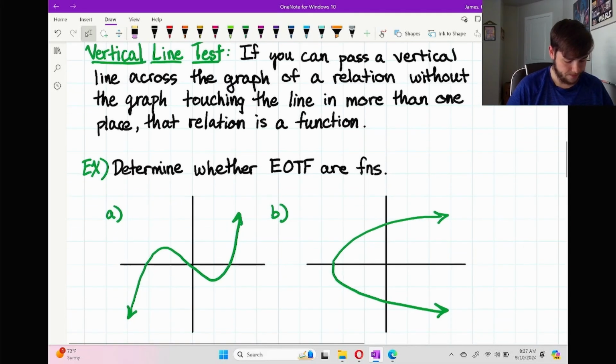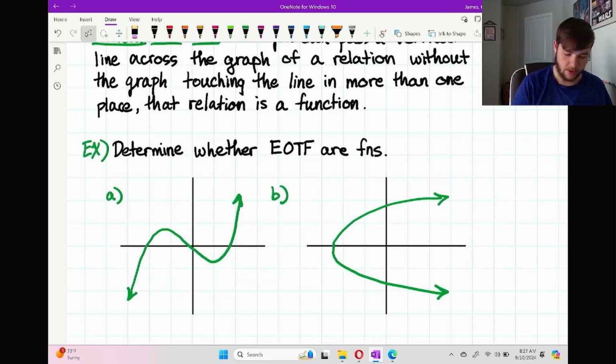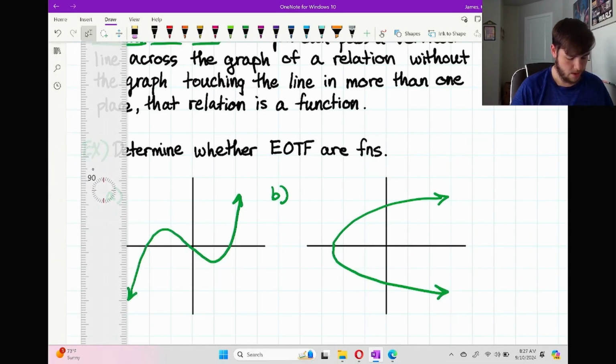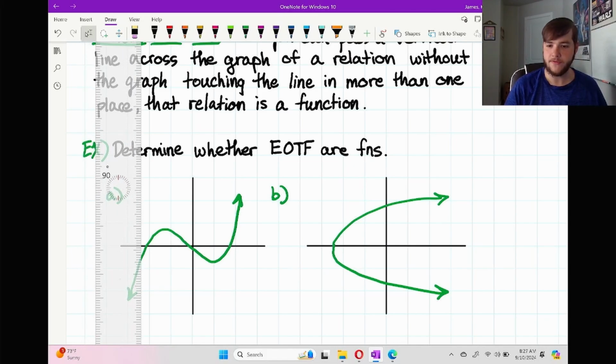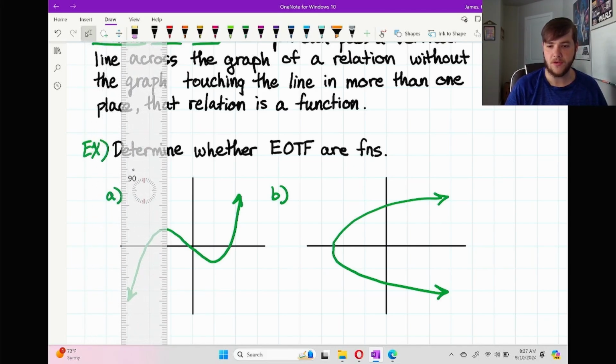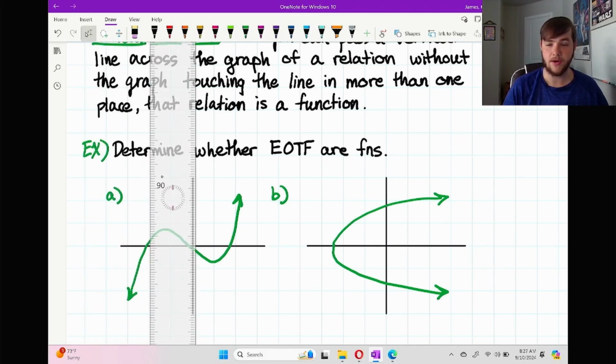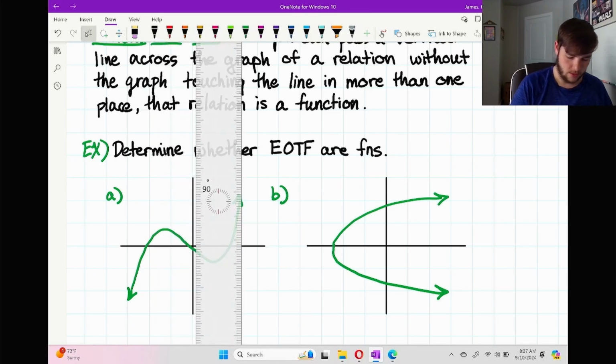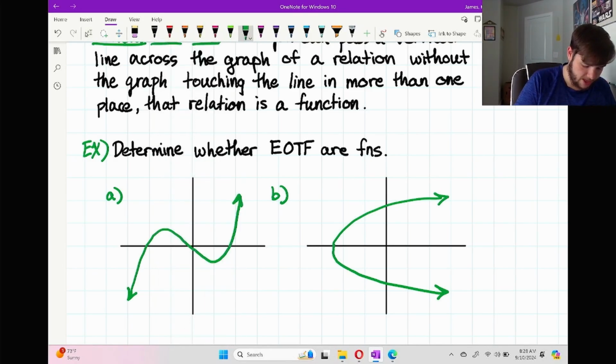Let's look at part A. And let me grab a vertical line. In part A, notice as I move from left to right across the graph, my vertical line never touches the graph in more than one place. So this passes the vertical line test, and it's a function. And just to be extra clear, by vertical line test. Let's try the next one.